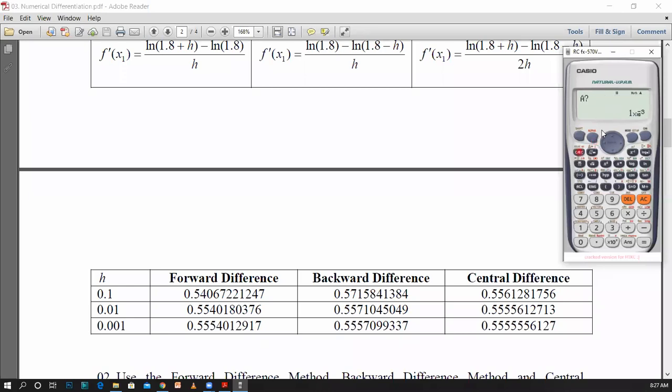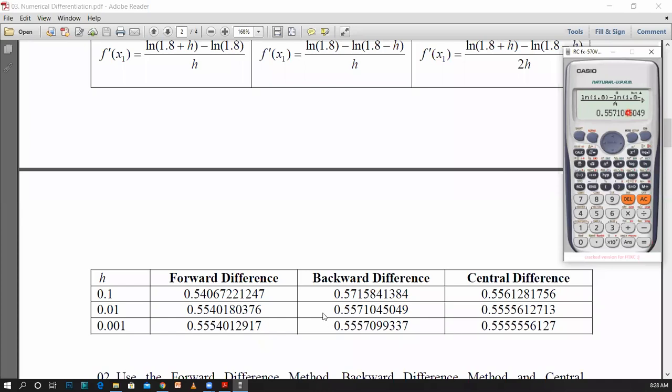And for the values of h, we have to calculate the function values for this function f dash x1. First we have to set the value of h equals 0.1. Then you can obtain the answer as 0.5715841384. Now you can see the answer for h equals 0.1. Then we have to set the value of h equals 0.01.